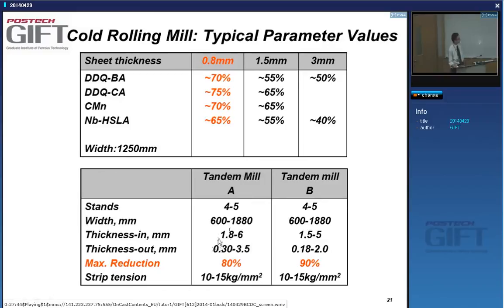The thickness that a cold rolling mill can take in is typically, as a maximum, around 5 to 6 millimeters. And the thickness out, you can see here about 0.2 millimeters minimum. So the maximum reductions that we can give are 80%, 90%. These are very high reductions. Usually a cold strip mill will operate at 70, 75%. The very high reductions are given to strip where we want to achieve very strong texture control. And there's also usually strip tension.